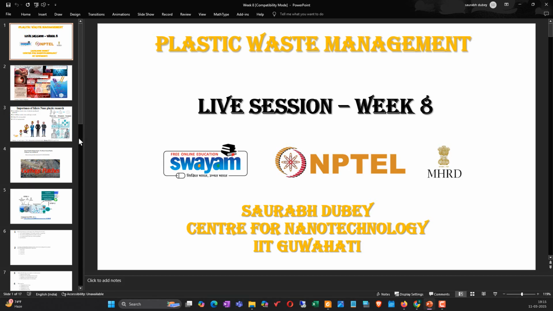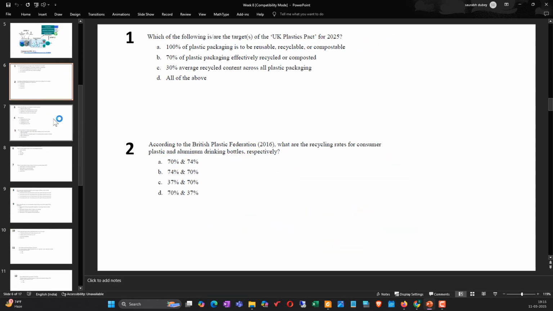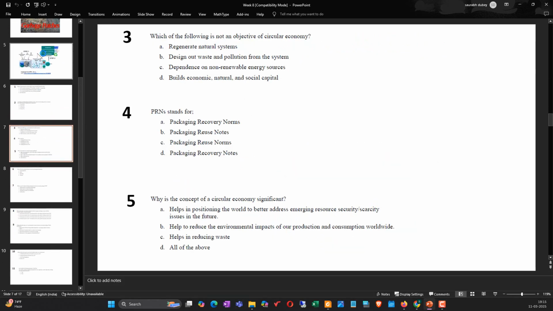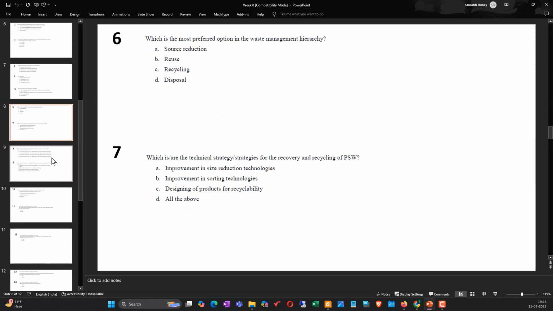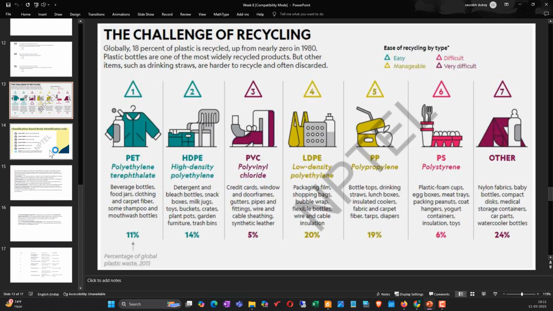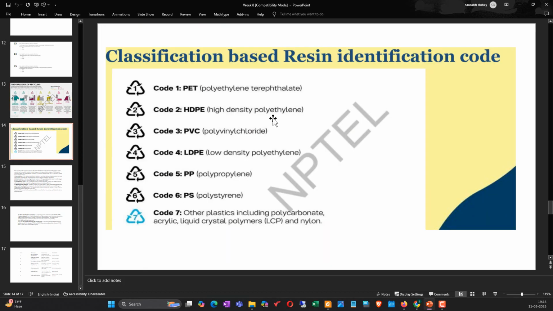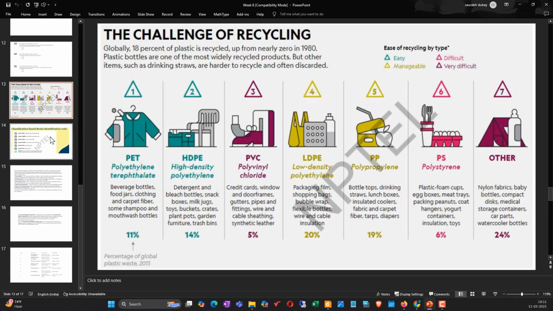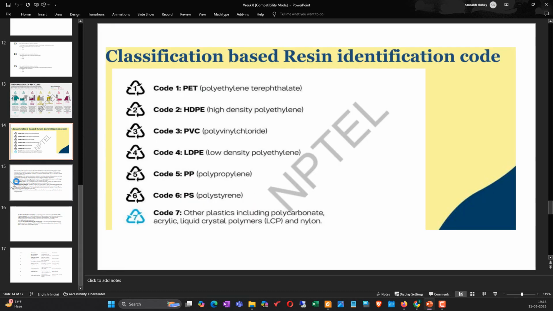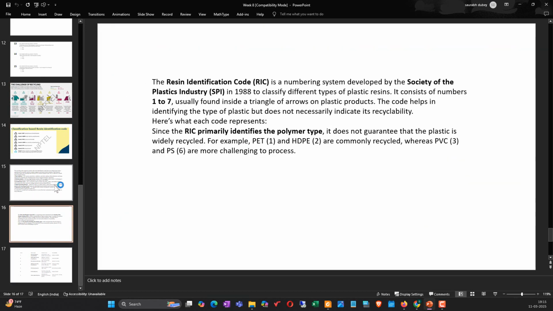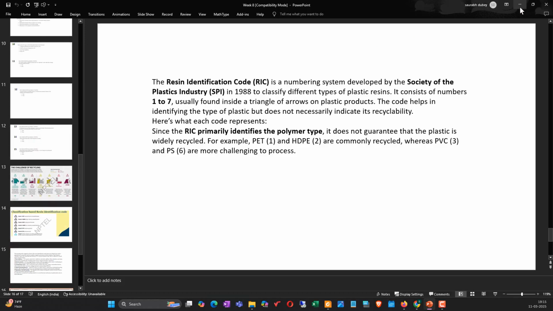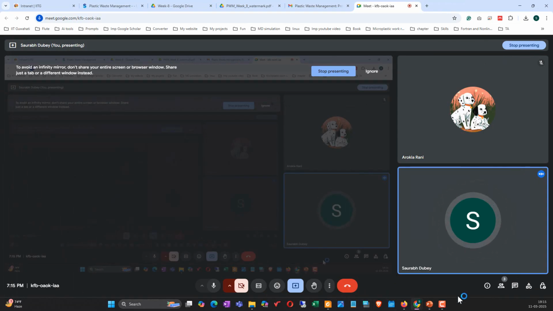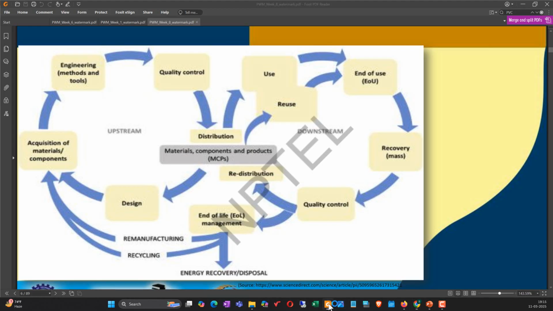So I will be mostly discussing these questions which are related to the week 8 content, and then I will be discussing a doubt which was asked in the last class by one of the students, so that even if the student is not there, this is recorded and he or she can go through this before the examination. So before that, it's just a recap of the content.